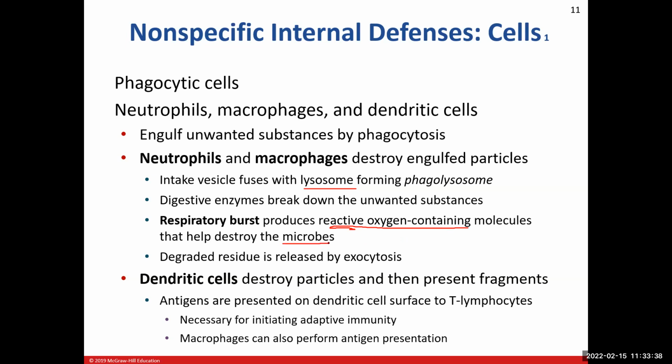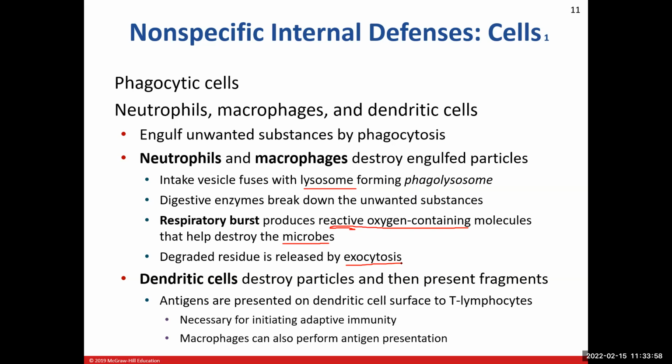And then it breaks up all of that, whatever it is, down into like amino acids and carbohydrates, and then it spits it out through the process of exocytosis. And that's what those neutrophils and macrophages do. I mean, they're heavy lifting cells. They do a great job.